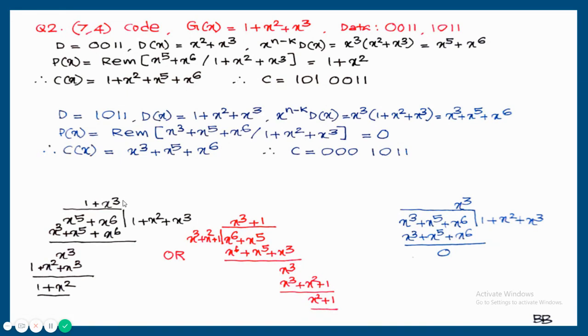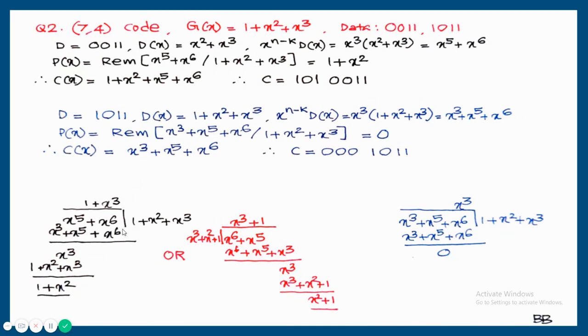So when can we stop the division? When the remainder degree is less than 3. So we can go for one more division. That is 1. 1 into x cube, plus 1 into x square, plus 1 into 1, 1. Now the remainder is 1 plus x square.